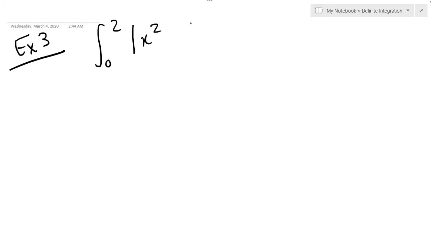Now this third example that I'm going to do is a pretty important one, because it's easy and the board likes to ask such easy questions. So the absolute value of x squared plus 2x minus 3 integrated with respect to x.